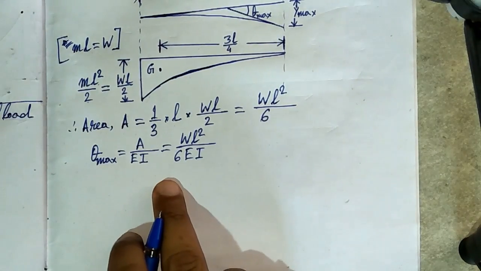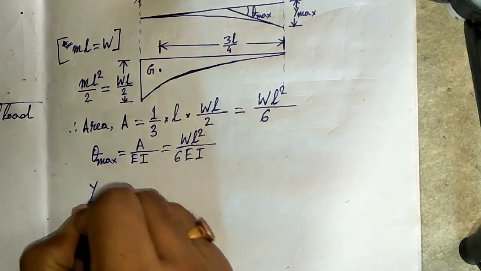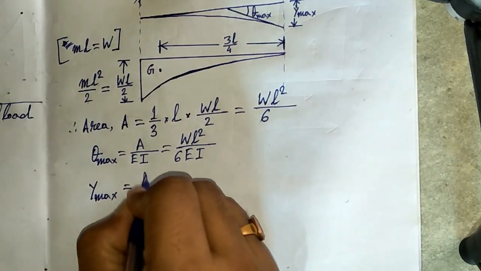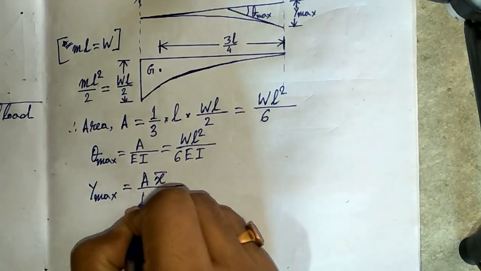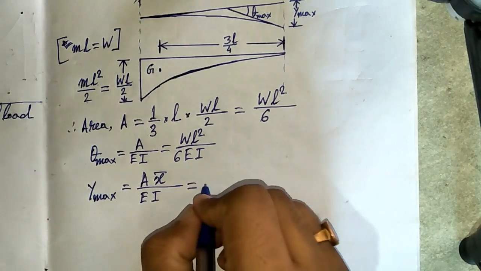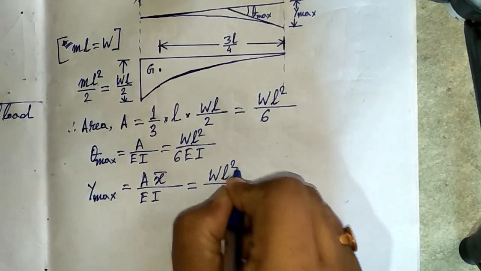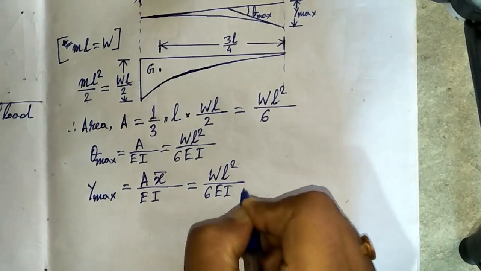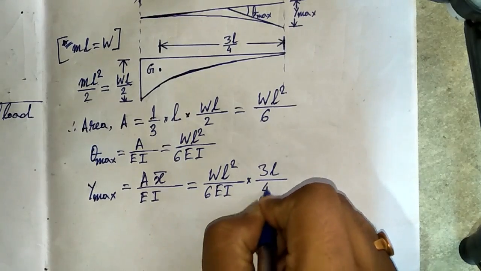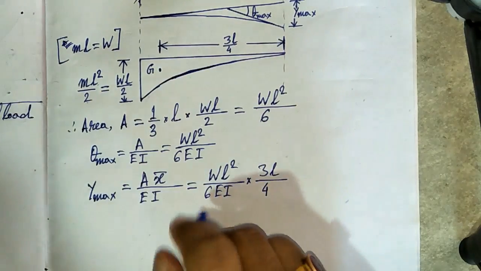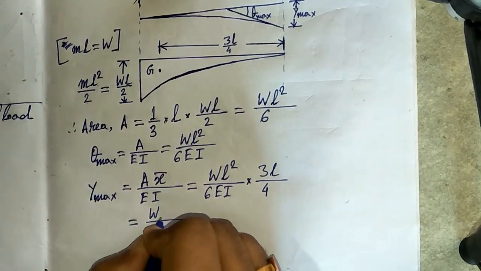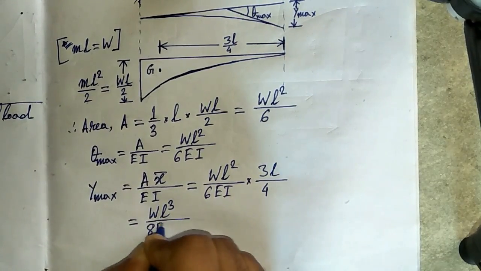Now in case of deflection, that is Y max, the formula of Y max is A into X bar by EI. The A value is WL square by 6, so WL square by 6 EI, and the value of X bar is 3L by 4. So we get WL cube by 8 EI.